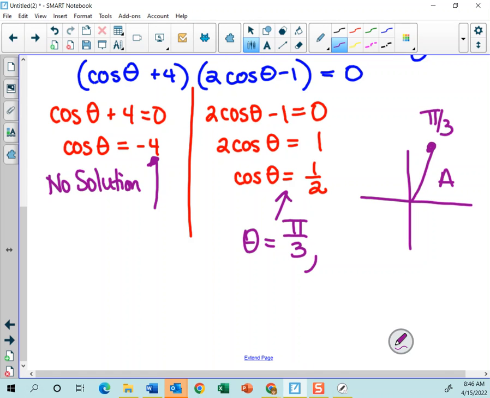If I'm doing a positive cosine, what's my other positive cosine quadrant? So what's going to be my other positive cosine angle? Pi/3, but down here: 5 pi/3. Very good. Good job.